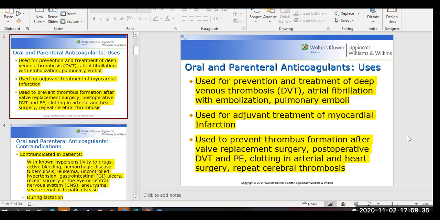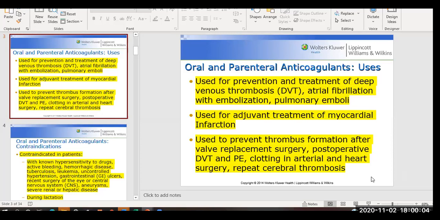After valve replacement surgery, that's one that we don't really talk about. If a patient has had a mitral or aortic valve replacement, they're going to be on an anticoagulant the rest of their life, right? And if the patient has a mechanical valve, and this is where I want to make sure that everybody knows.